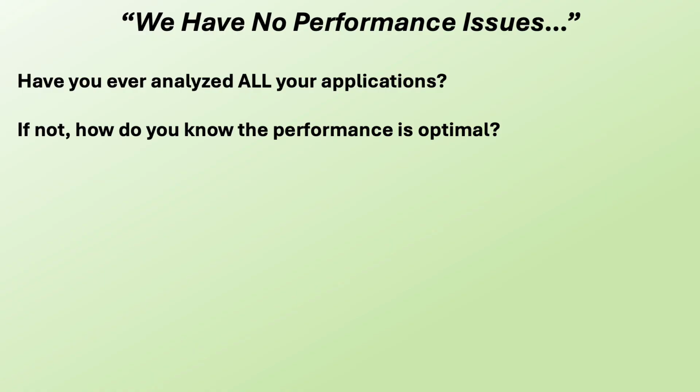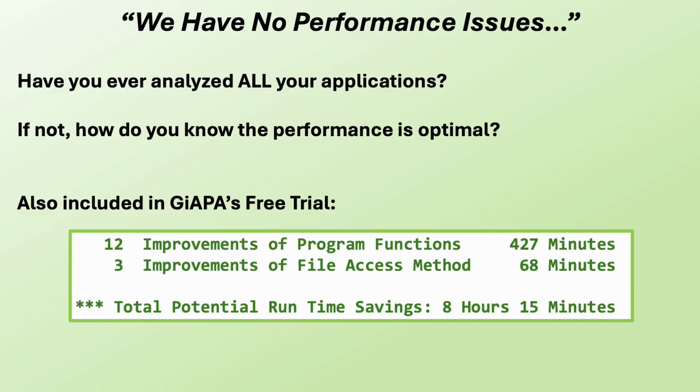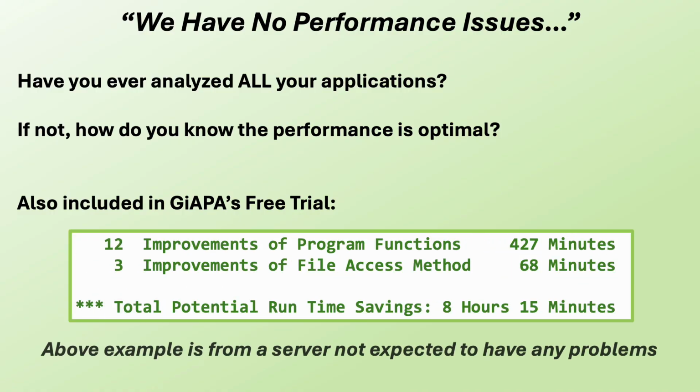GiAPA collects data for all jobs and analyzes the jobs that used any significant CPU. The good news is that the free trial also shows the estimated totals for runtime savings. The result shown is a typical example from a medium-large server, not expected to have any performance issues. From the 48 hours data collection, GiAPA found that over 8 hours runtime could be saved.